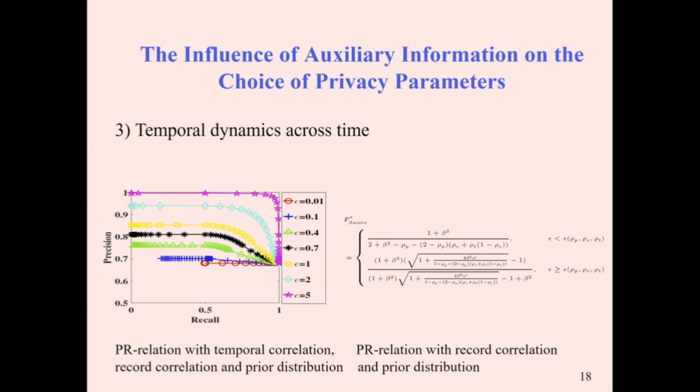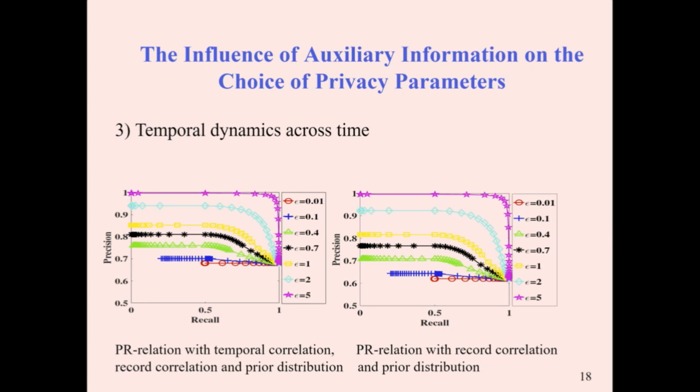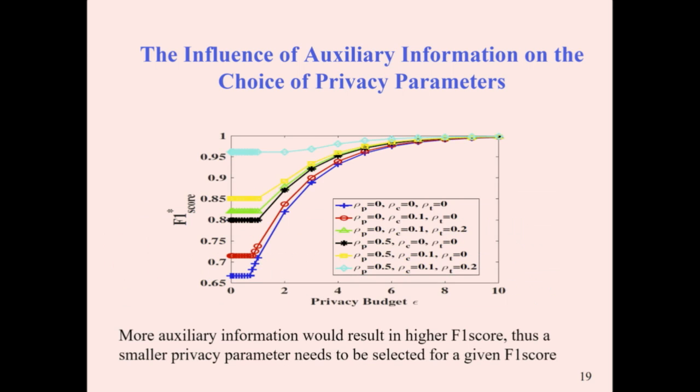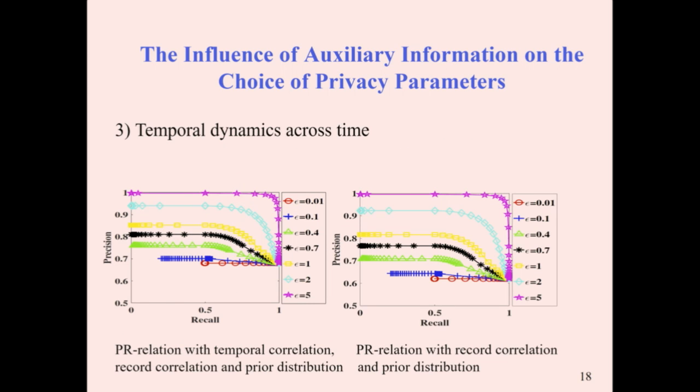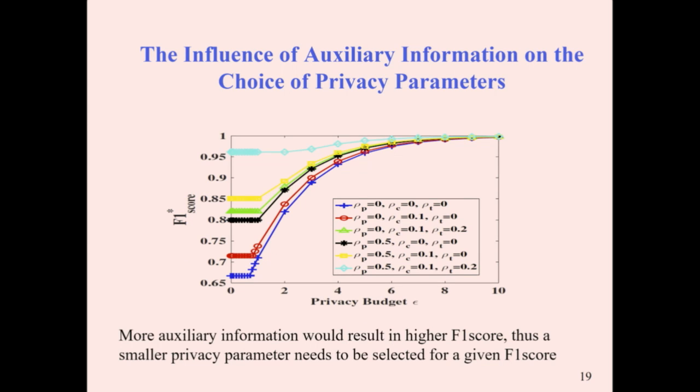And the third one is the temporal dynamics across time. Again, it lifts up even more if we add more information to the adversary. And again, in the comparison, you can see that the PR curve shifts up. So this is a takeaway that we want to point out: as you add more auxiliary information to the adversary, the situation becomes worse and worse, as we know.